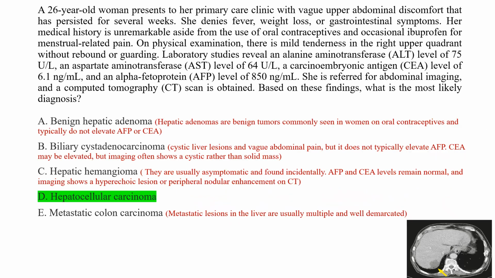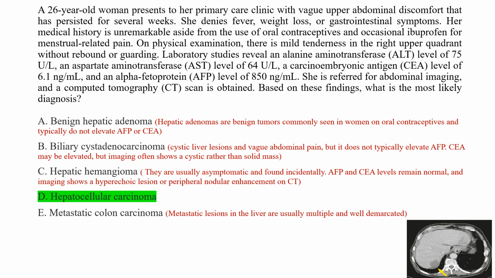Let's have a look at why the other options are incorrect. Hepatic adenomas are common in women using birth control pills. However, they are benign tumors and they do not feature elevation of tumor markers such as alpha fetoprotein and carcinoembryonic antigen levels. But they can undergo malignant transformation to hepatocellular carcinoma.